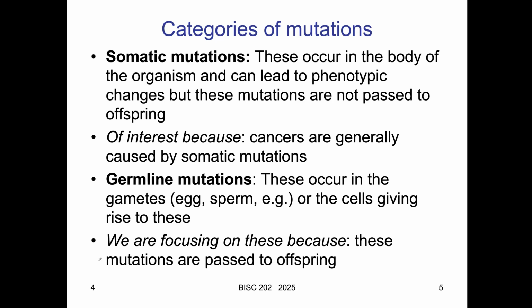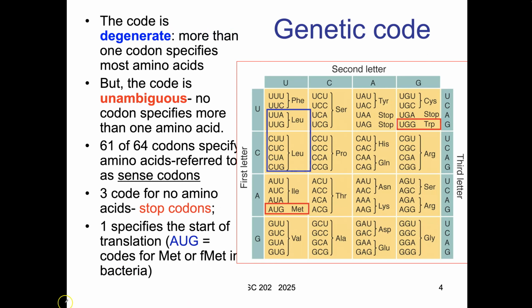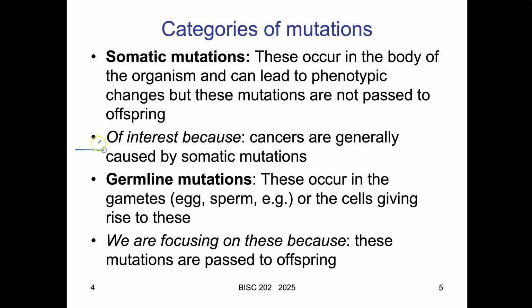But if you have a mutation in some cells of your eye, those are not going to be passed on to your offspring. So they're not hereditary. They are of interest, though, because those of you who are interested in medical things, cancers are basically genetic diseases, so they're caused by somatic mutations. Sometimes there are inherited mutations that will predispose an individual to a cancer, but still other mutations have to occur in order for that cancer to develop. So there's medical interest here, but these phenotypes can't be passed on to offspring.